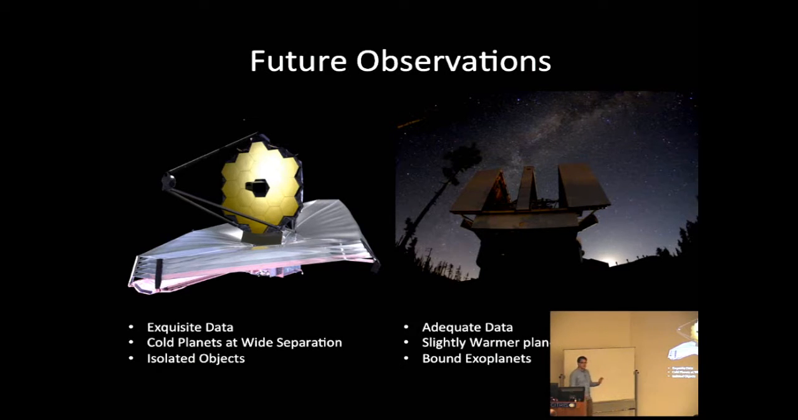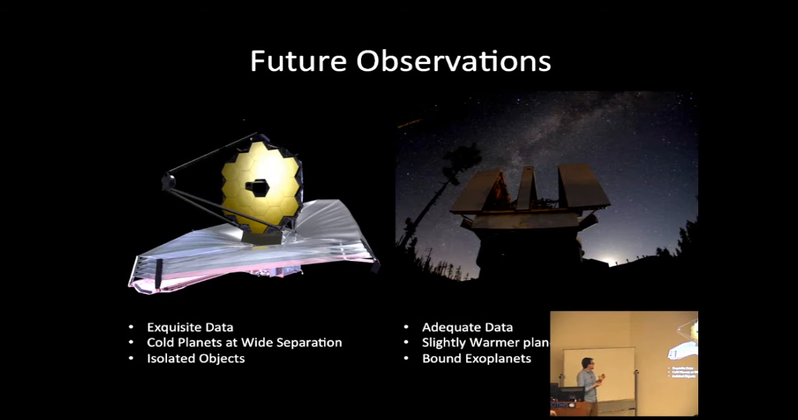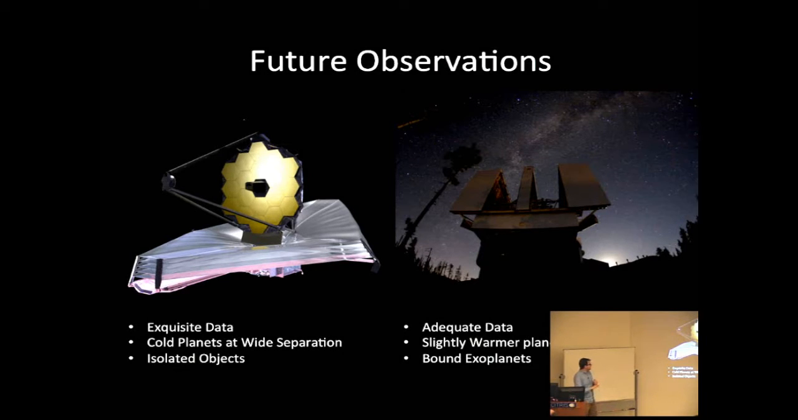What it won't be able to do is look at cold planets that are actually close to the star, things that we might actually consider to be more like our own solar system, more planetary formation type of things. And so the large ground-based telescopes are still going to be the best way that we can study those. We'll only get adequate data, kind of like I showed on those previous spectra. Those are kind of ratty spectra. That's about as well as we can do with ground-based data on the coldest things, but the slightly warmer planets we can do, and the really bound exoplanets we can do from the ground.